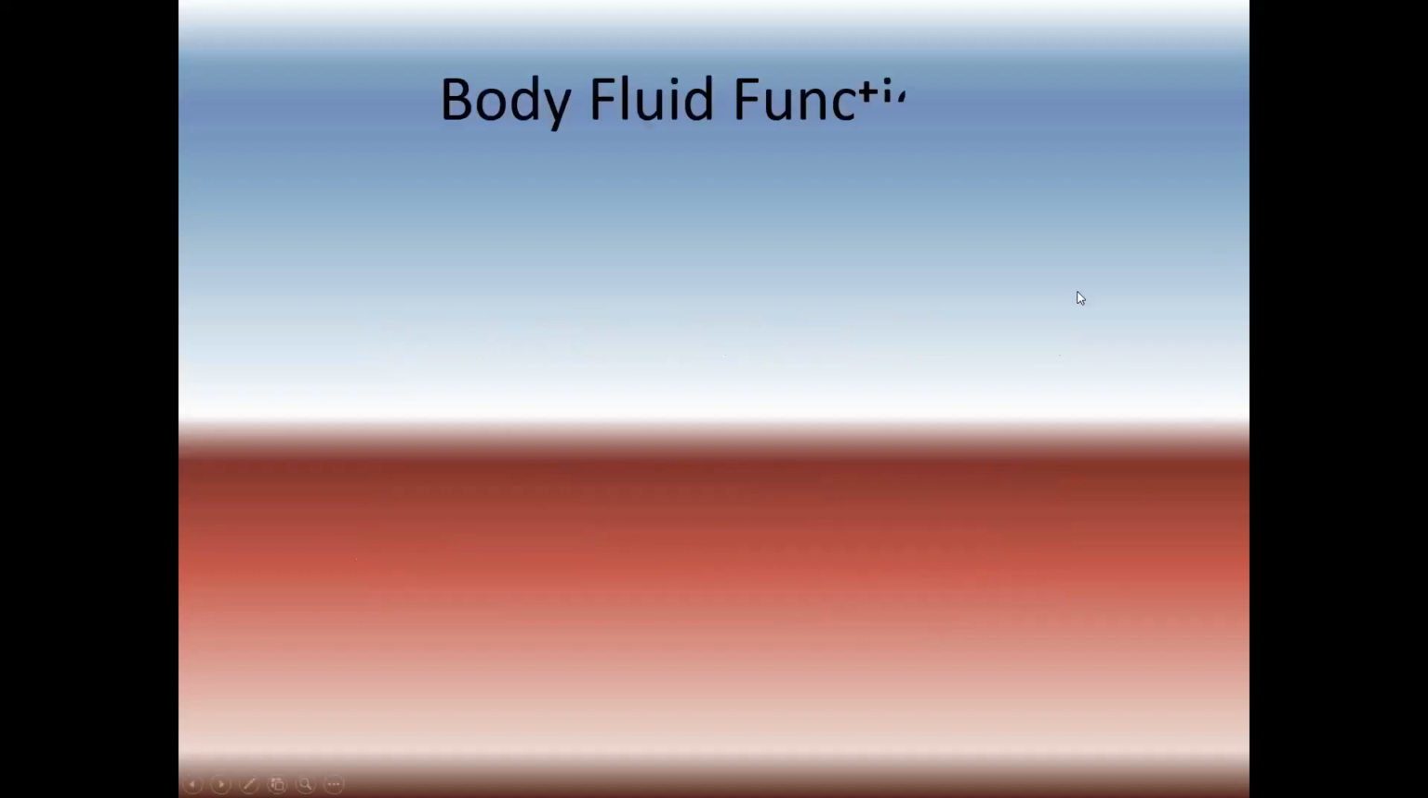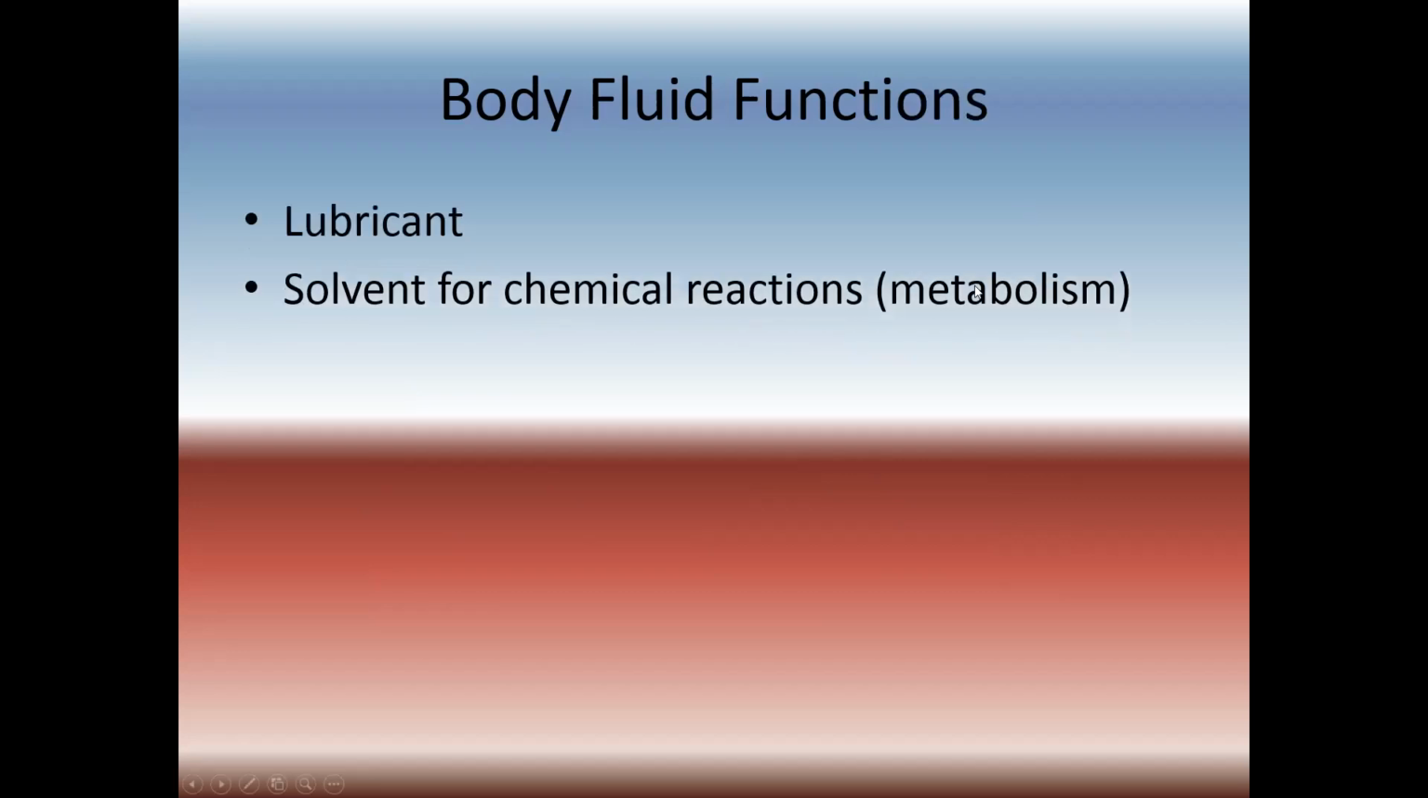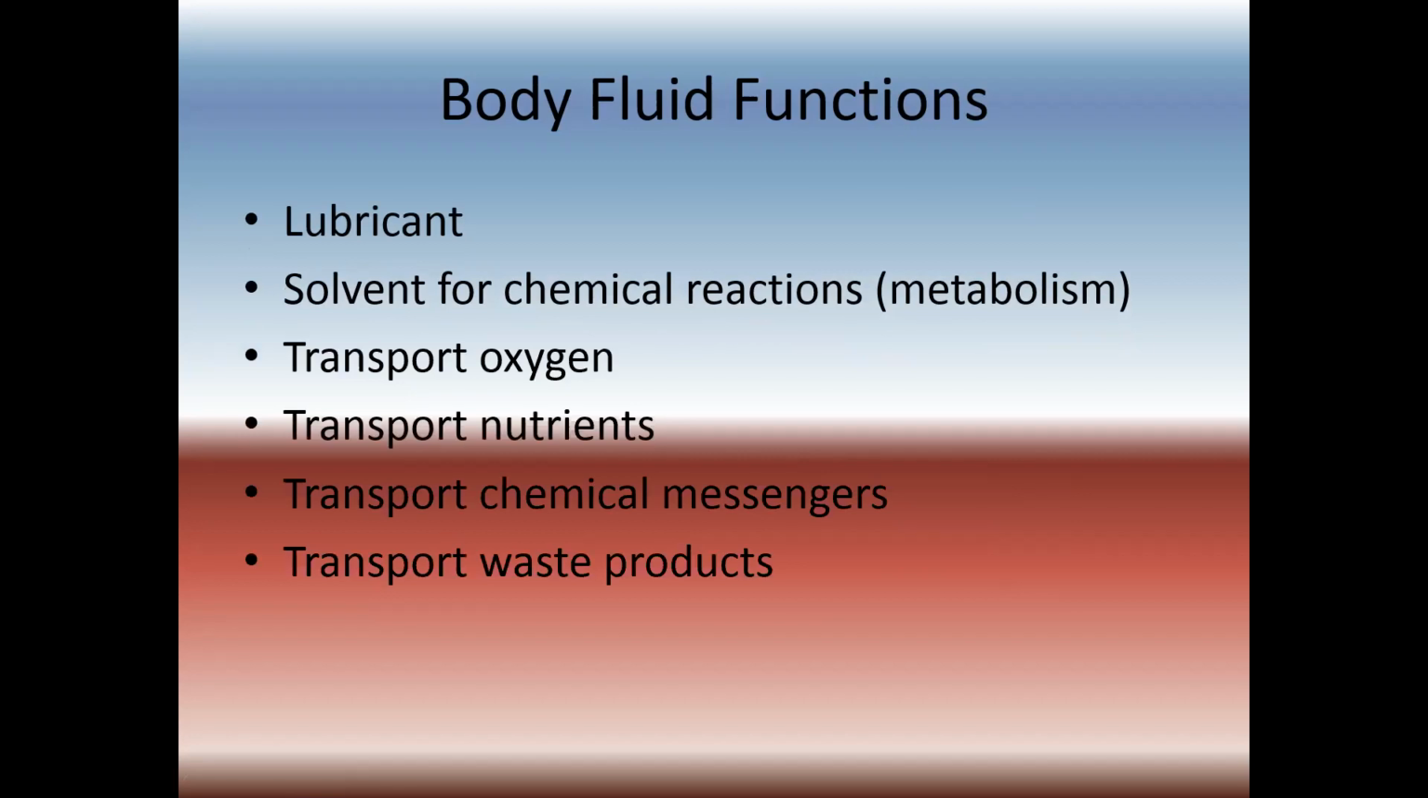So our body fluids have several functions. Our body fluids act as a lubricant. They act as a solvent for chemical reactions. Our cells conduct their metabolism within these body fluids. And our body fluids transport several things, including oxygen, nutrients, chemical messengers, and waste products. And body fluids play a role in thermoregulation. So if it was not for our body fluids, we would not have the body temperatures that we have. So if we lose a lot of body fluids, we become hypothermic.